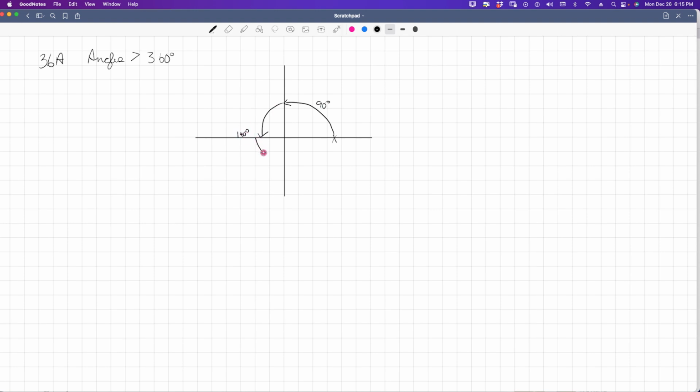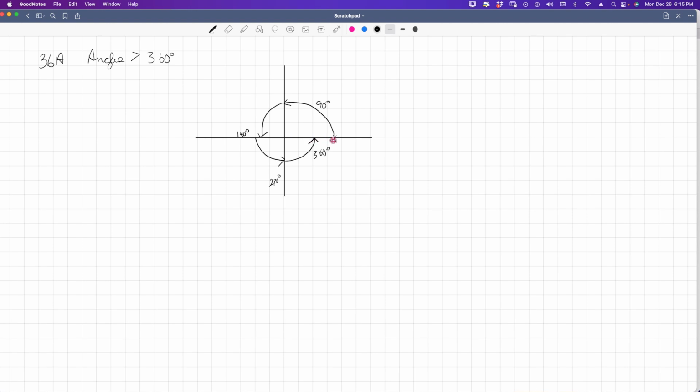And then from here to the negative y-axis is going to give us another 90, so that's going to be 270. And then back to the starting point is a full circle, and we know that a full circle is 360 degrees. That's that fourth 90. Well, what happens when we have a degree of measure that is greater than 360?